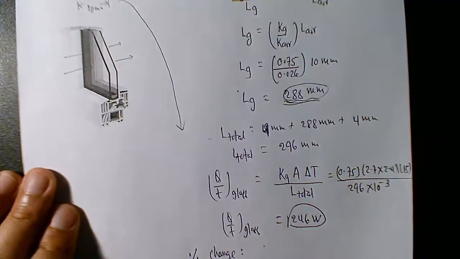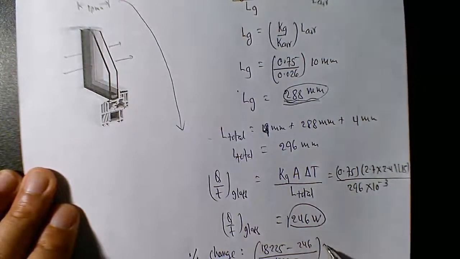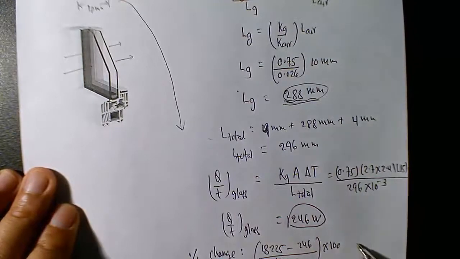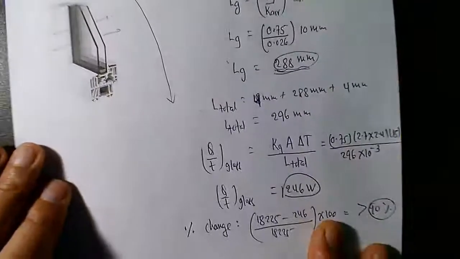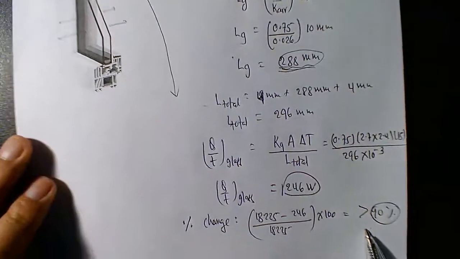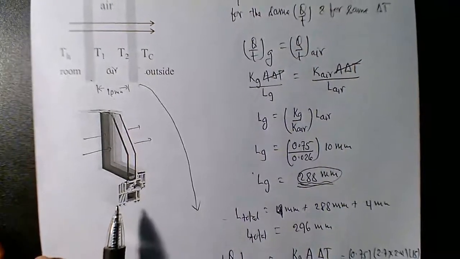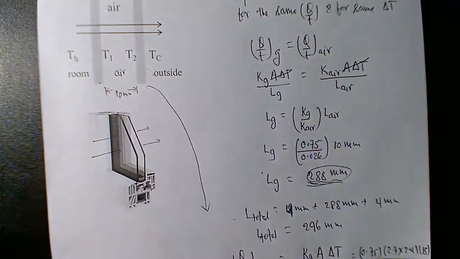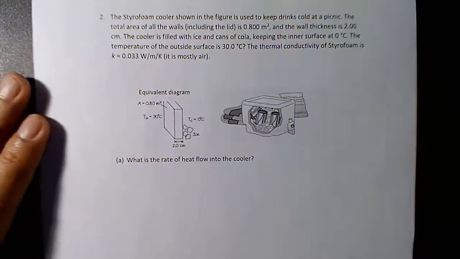So you had a huge loss before, 18225. 246 watts divided by 18225, times 100%. So this is more than actually 90%. The rate of loss of heat will be reduced by over 90%, and it's a big advantage using a double glass window over single glass window. So here's the next problem.